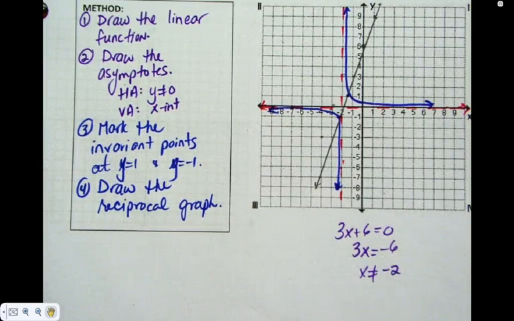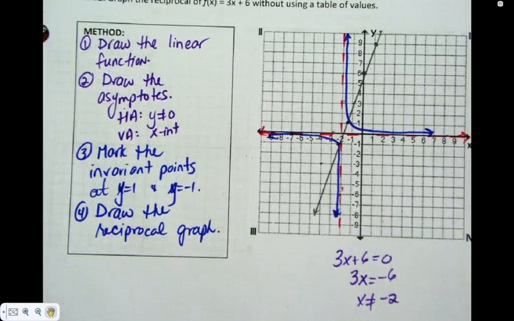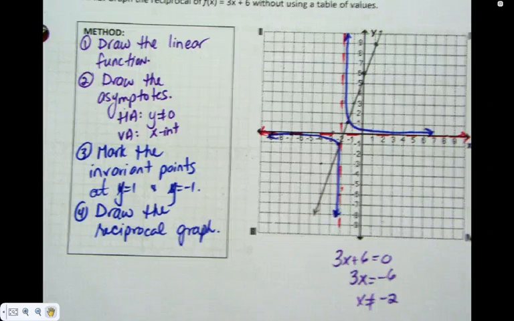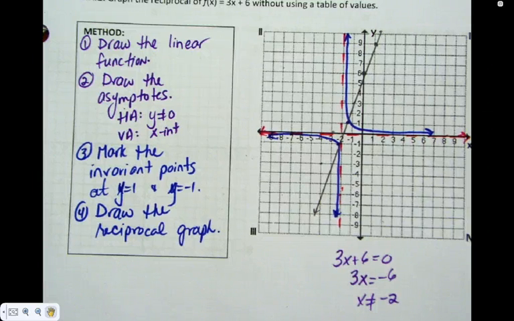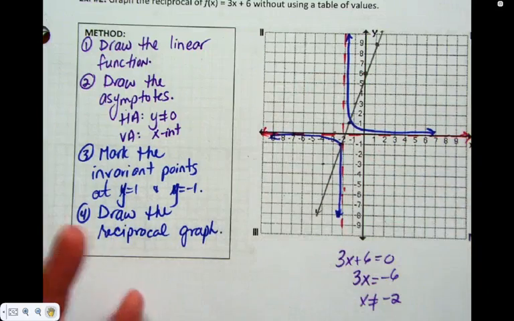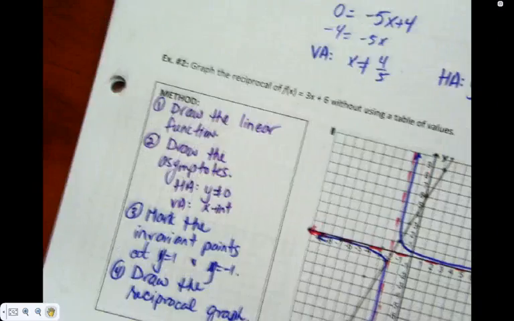Will it ever cross an asymptote? No, it will get really, really, really close, but never actually touch or cross the asymptote. That's reciprocal graphs. Draw the original, draw the asymptotes, mark the two invariant points, figure out the graph. These are one of my favorite graphs to draw because they look so nasty. You're like, what is all that? Probably one of the easiest graphs. Let's practice.